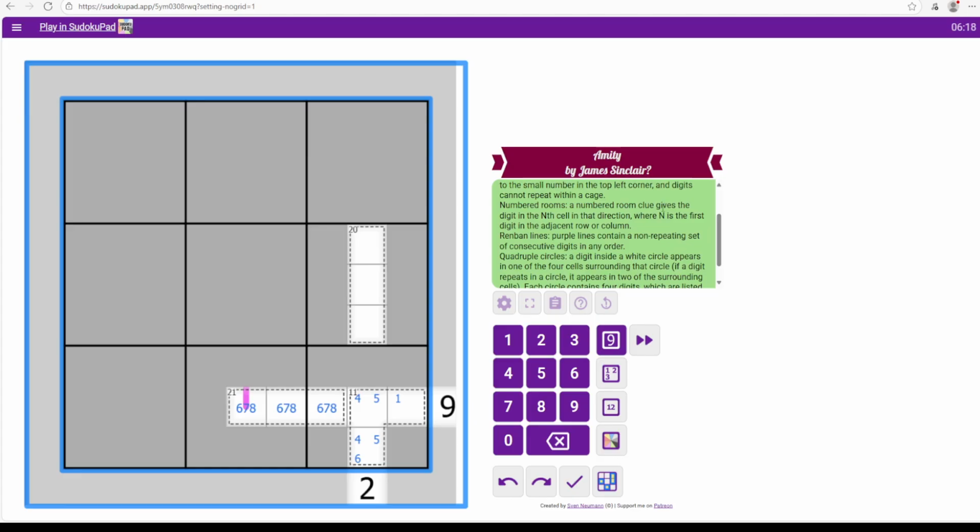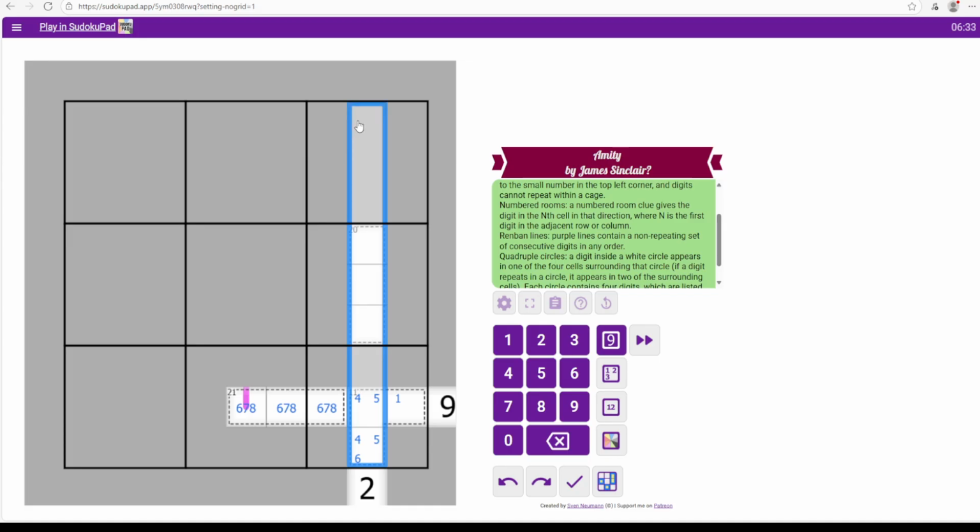So, a numbered run clue gives the digit in the nth cell in that direction. I guess which direction? Like up and down? Or... N is the first digit in the adjacent row or column. So here it's talking about that, right? So, for example, we're saying that N is the first digit in. Okay. Oh, so that one, it's saying that whatever that position is where the 2 is. Got it. Right. Okay. I think I'm getting how this works now.